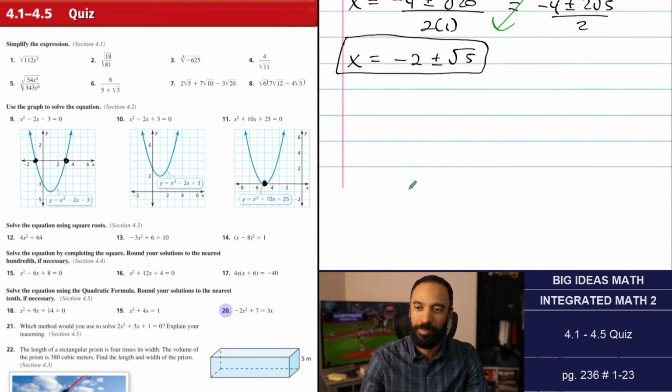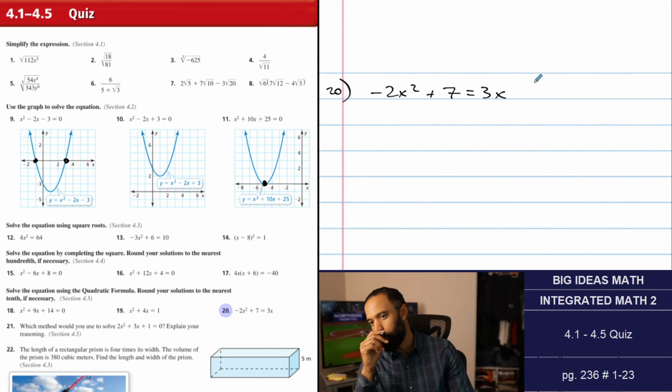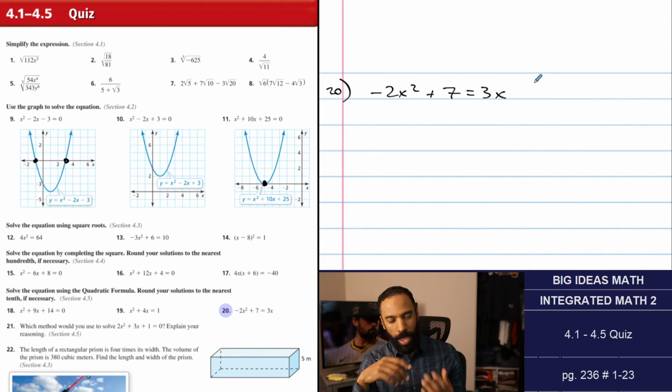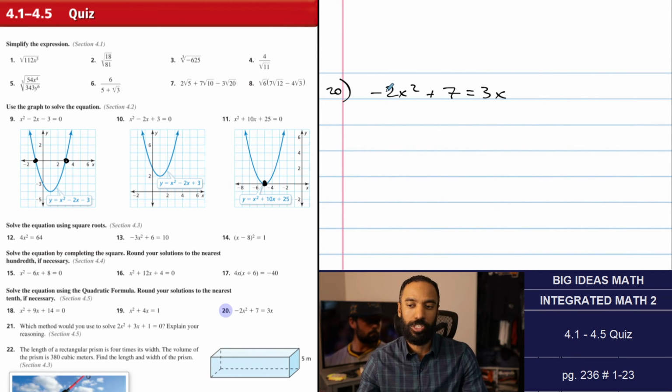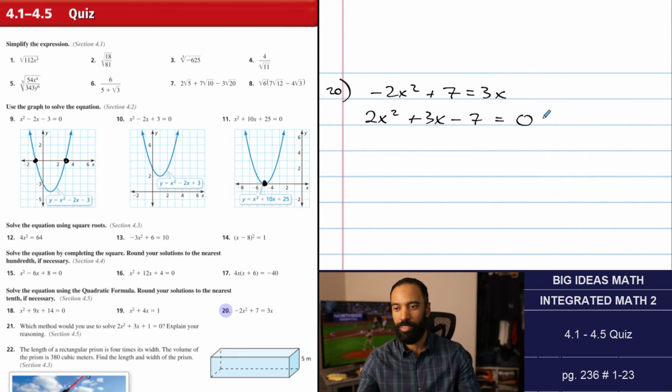Number 20, let's do a next page. Negative 2x squared plus 7 equals 3x. I can't reduce anything through division. I have to set everything equal to 0. I'm going to get my x squared positive, so I'm going to add this over and subtract 7 over, so I get a positive 2x squared plus 3x minus 7 equals 0. Let's go ahead and solve that guy.